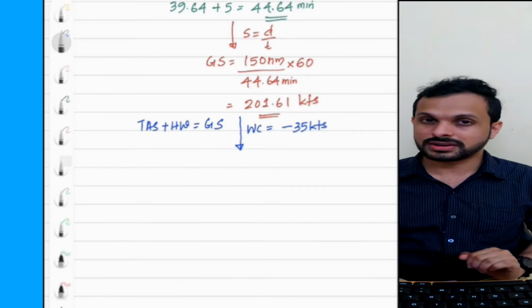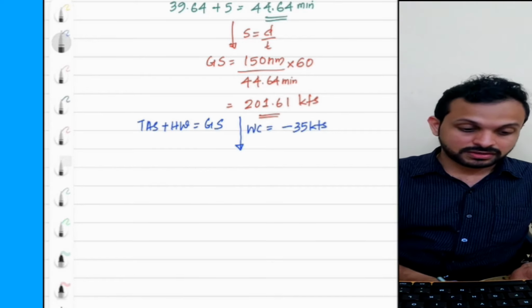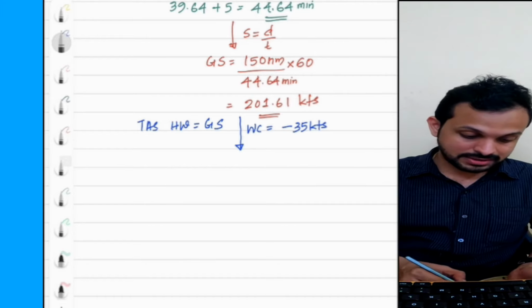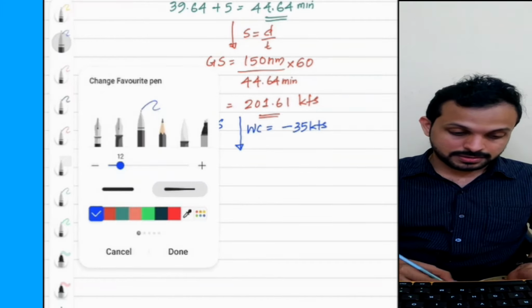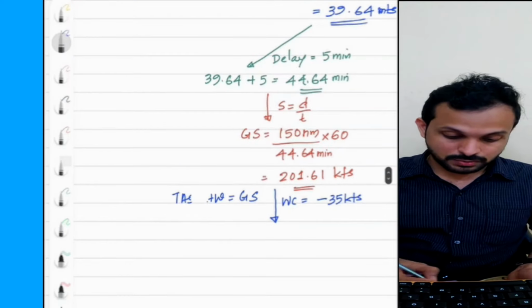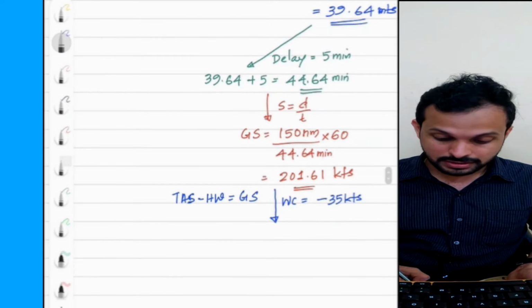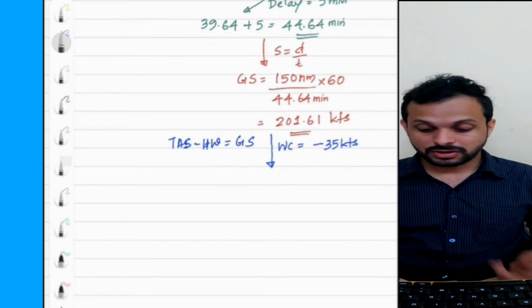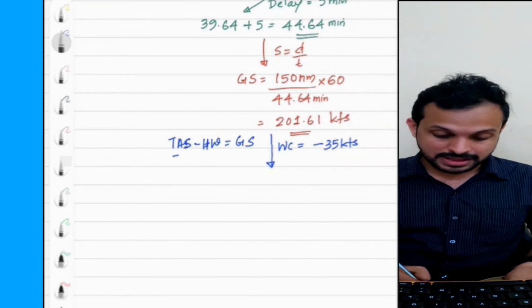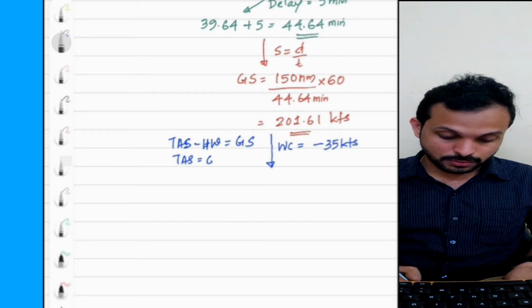That is the reason why I took it as plus. You can also consider the same equation as TAS minus headwind. In that case, be careful that you just have to take the magnitude of the headwind component itself, and not the sign, which means TAS minus headwind is the ground speed. You have to find out the TAS here, which means TAS is equal to ground speed plus headwind.